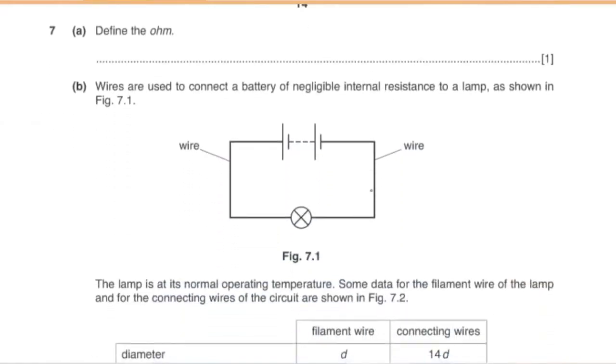Question number 7, define the ohm. So they're asking you to define the unit ohm. That's the unit of resistance. The resistance is voltage divided by current, so it's going to be volt per ampere.